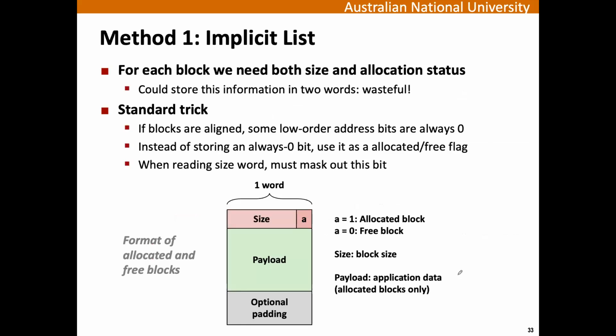This is a standard trick to store the allocated block bit, the allocated flag, as part of size, because we know that our sizes are aligned, our blocks are aligned such that size will always have the least significant 3 bits as 0. So we can reuse those bits for something else. But now we have to extract those bits.